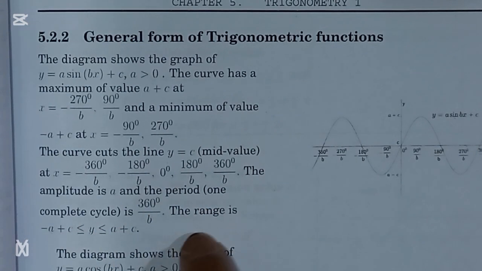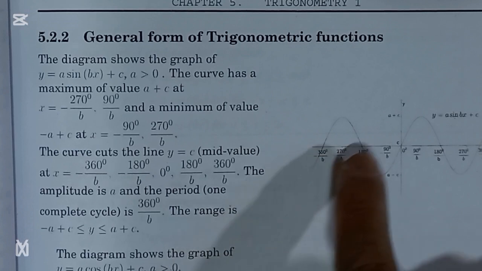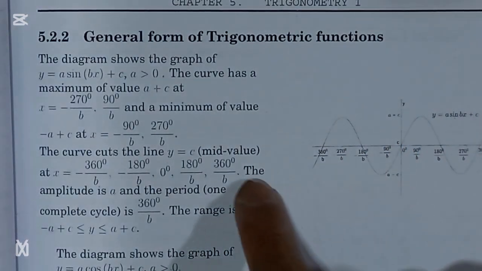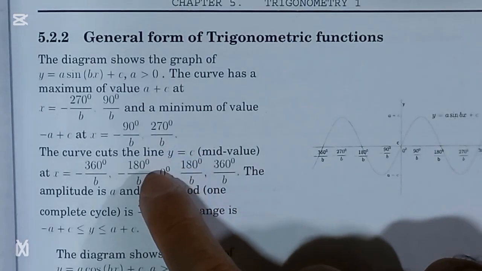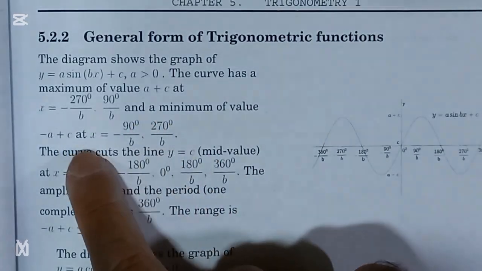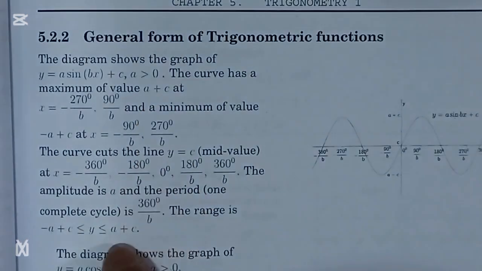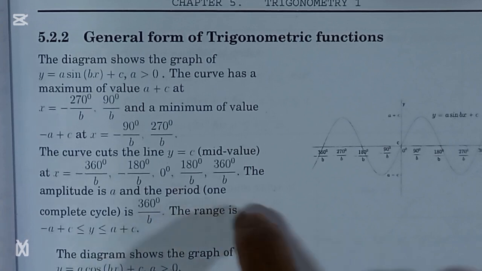And the final thing is the range, because the maximum value in this graph is C plus A and the minimum value is C minus A. So that's why the range is C minus A to C plus A. So this is the graph.